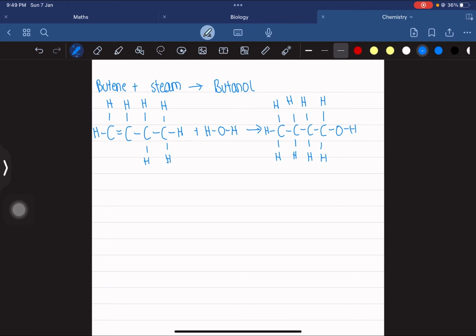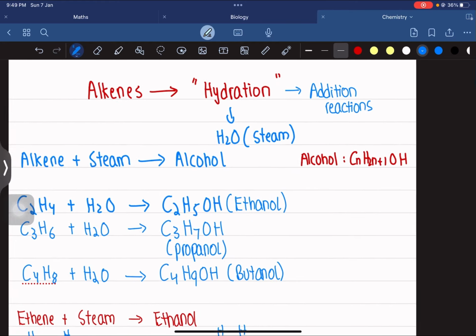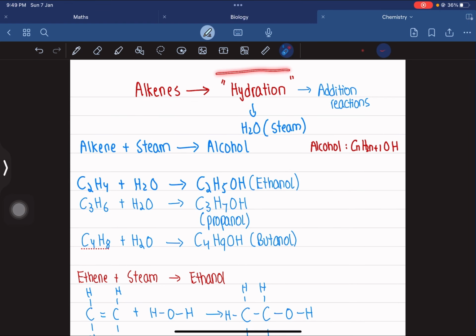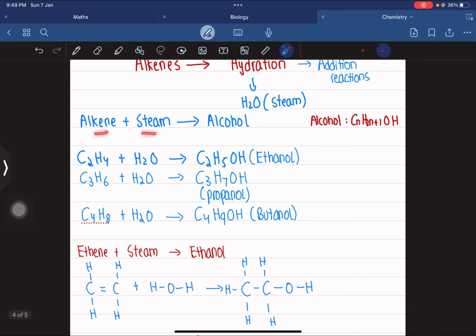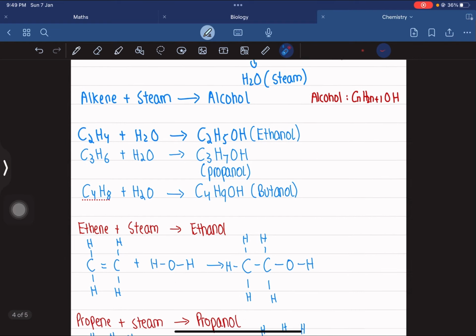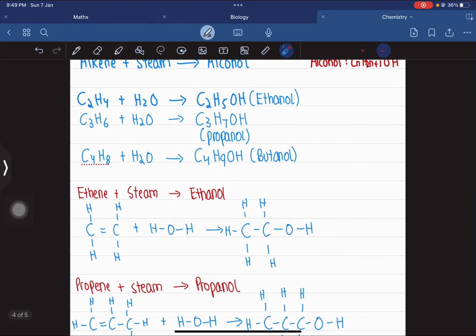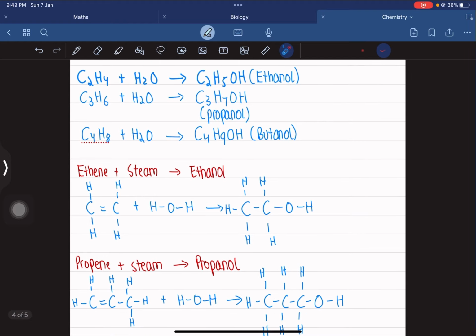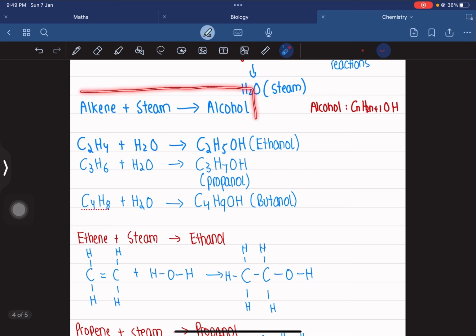Okay, that's it for today. We learned how hydration is carried out. It is very easy. Just react alkene with steam and you will get an alcohol. If I have ethene, it is going to give me ethanol. If I have propene, it is going to give me propanol. If I have butene, it gives butanol. If I have pentene, it gives pentanol. If I have hexene, it gives hexanol, and so on. Make sure you remember this, and the rest is a piece of cake for you.